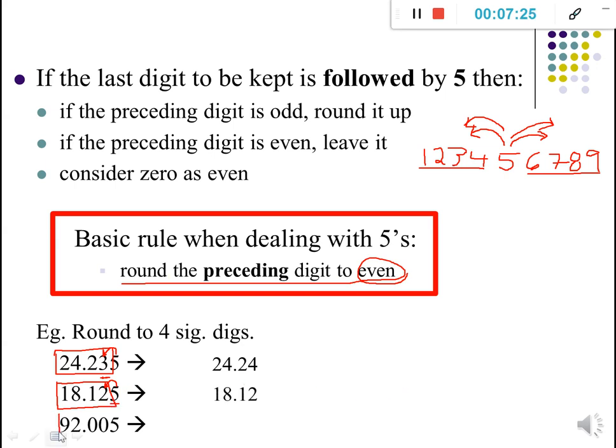We're going to consider zeros as even, so if we have this rounded to 4 significant digits, the 5, we're considering rounding that 0, we're rounding it to even, because it is 5 that we need to cut off. It is just going to be 92.00. Consider 0 even. The rule is round even when dealing with 5s. Anything above 5, 6 is still going up. Anything below 5 is still going down. But when it's a 5, you're rounding the preceding digit to even.